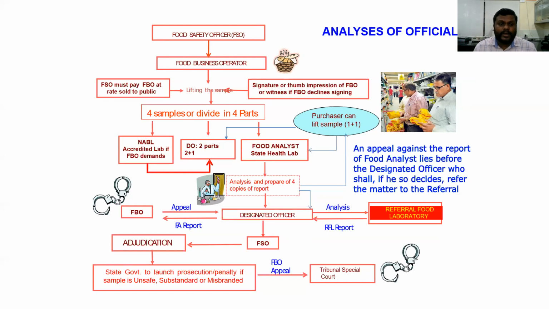If there is a contradiction between the report produced by the state laboratory and the report produced by the NABL accredited private laboratory, then comes the strategic role of the referral laboratory. So now the 3rd sample, the designated officer will send to the referral laboratory. NRC meat is the referral laboratory for animal species identification for the entire country.